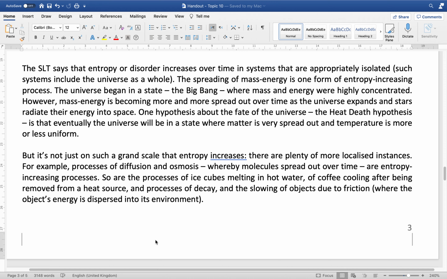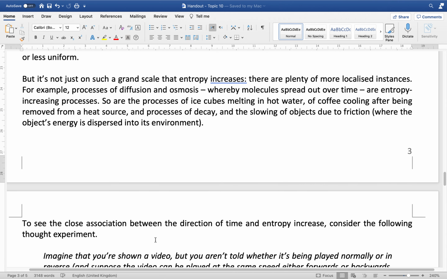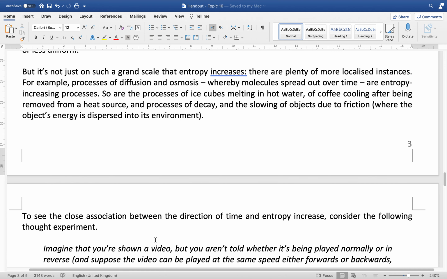Now, it's not just on the grand scale of the universe that entropy increases, but there are also more localized instances. So, for instance, processes of diffusion and osmosis, whereby molecules spread out over time, are entropy increasing processes. So are ice cubes melting in hot water, coffee cooling after being removed from a heat source, processes of decay, and objects slowing due to friction, because these involve the object's energy being dispersed into its environment.